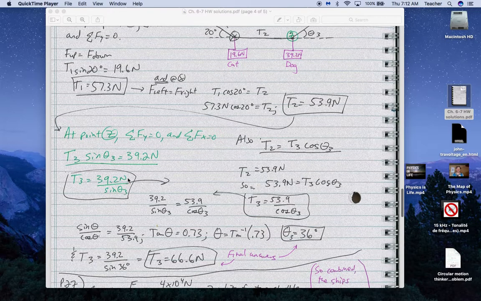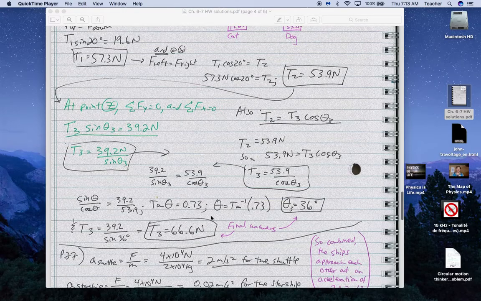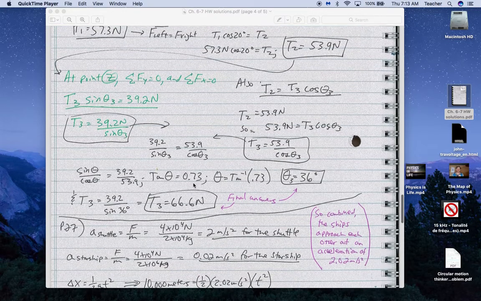So I can say this 39.2 over sine theta 3 and this 53.9 over cos theta 3 are equal to each other. If I cross multiply, we get 39.2 over 53.9 equals sine theta over cos theta. Hey, that's tangent of theta. So we know the tangent of theta is 0.73, and I can get my unknown angle. Once I have that angle, I can plug it into any of the equations where I have T3 already. So I just used this one up here, and I solve for that. So those two boxes are my final answers.